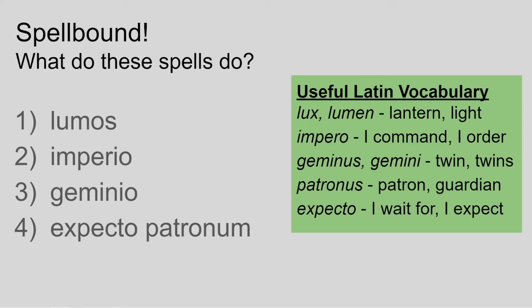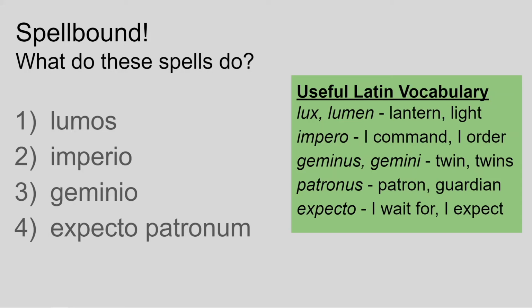Lumos comes from the Latin lumen or lux, which means light or lantern. And this one is used to make your wand into a torch to help you light the way. Imperio is quite a bad spell in the Harry Potter universe, and the word comes from impero, which is a verb meaning to order or command someone to do something. Now, this spell makes someone do whatever you tell them to do. It's often used for nefarious purposes by the baddies. Oh, and side note, nefarious is also a word that comes from the Latin word for evil.